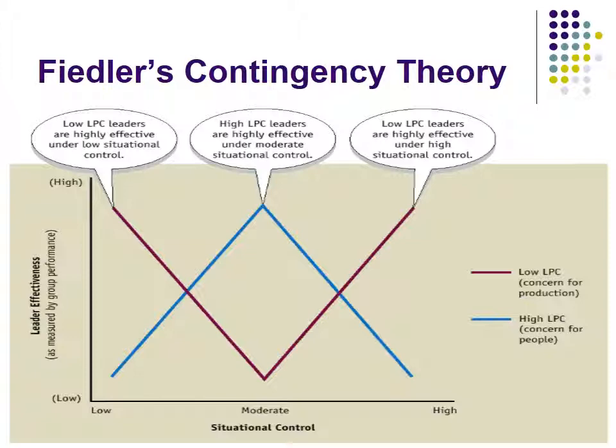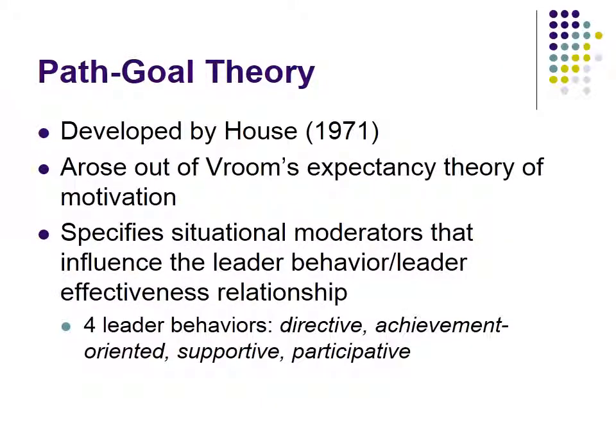So path-goal theory is an alternate, and it was developed by House in 1971. It basically is an adaptation of Victor Vroom's expectancy theory of motivation. It specifies situational moderators that influence the leader behaviors and leader effectiveness relationship. And it basically says there's 4 leader behaviors: directive behavior, achievement-oriented behavior, supportive behavior, and participative behavior.